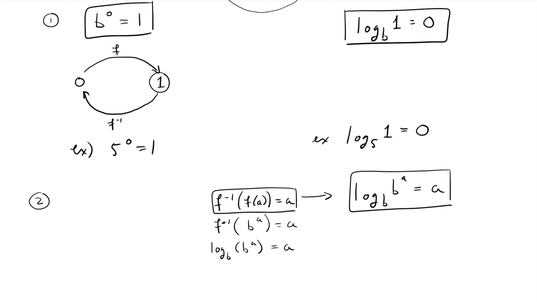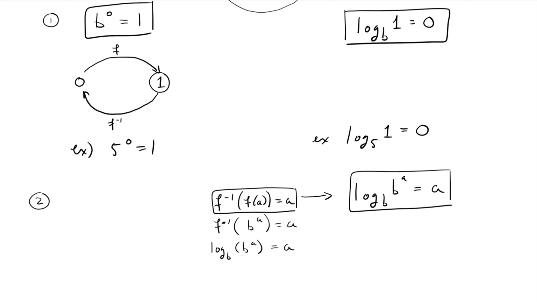It makes complete sense if you think of a log as an exponent. It just says that a is the exponent to which you raise b in order to get b to the a. So it's just saying that b to the a is b to the a. Nothing very deep here again. It's just using our notation to rewrite this.